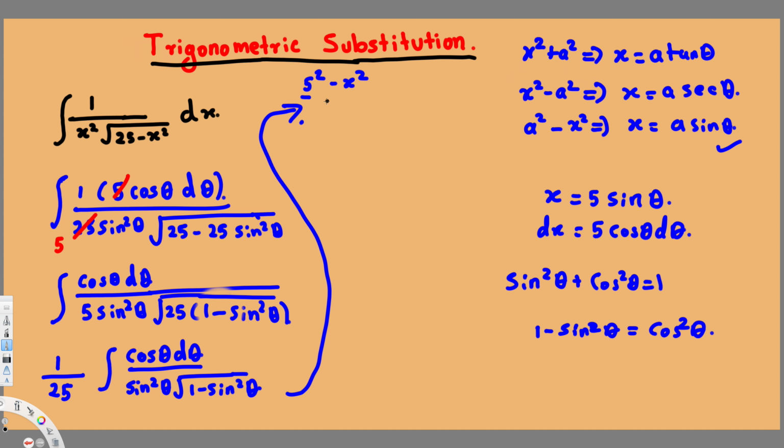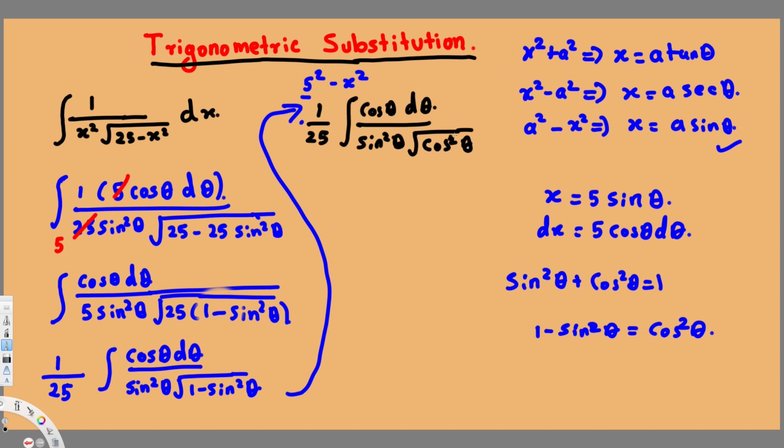So here we have 1 over 25 and then integration cos theta d theta on top. In the denominator we have sine square theta, and instead of this 1 minus sine square theta, now I am going to plug in cos square theta. So this is going to be cos square theta right here.